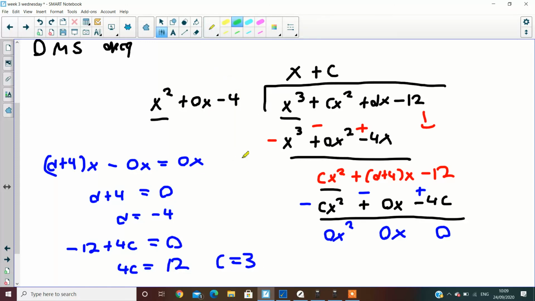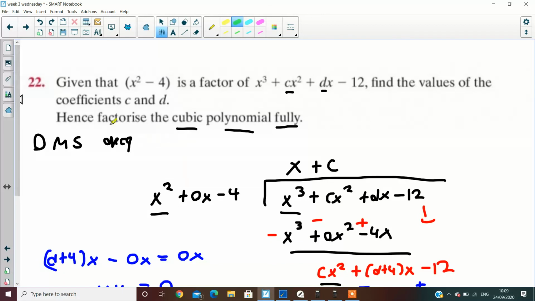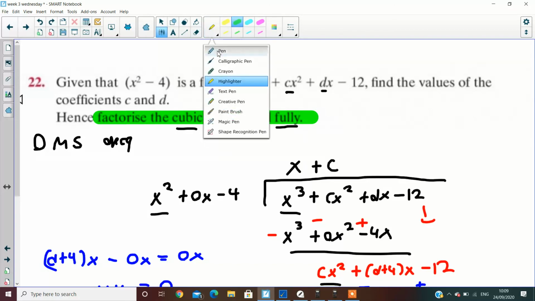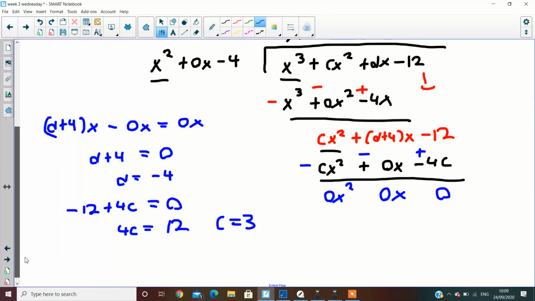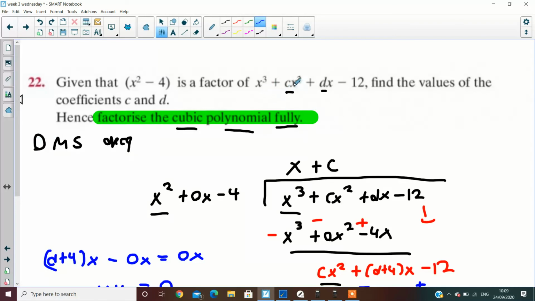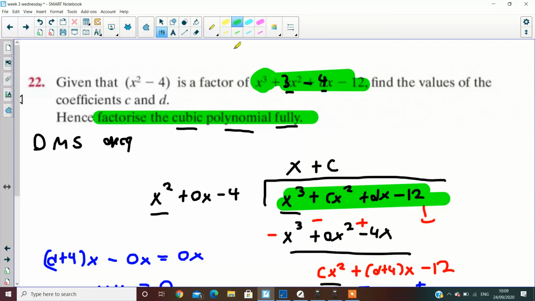Now, we found our answers, didn't we? We found out, but we didn't do this part. So what I'm saying is this. What did we say c was again? C is 3 and d is minus 4. X cubed plus 3x squared minus 4x minus 12. Everybody see that? Now, what did we say earlier? That this part here, which is now the green part, equals what? The blue part multiplied by the... Would everybody agree that the green part equals the blue part multiplied by the yellow part?